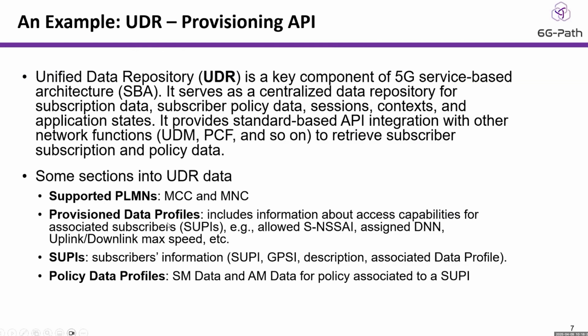data profile. A profile in our system is just a set of information that are associated to a specific subscriber, like slicing allowed to that subscriber, or the assigned data network name, or some policy information like maximum speed in uplink or downlink. Then you can also, of course, create or delete some subscriber information, or modify the actual policy profile associated to a subscriber.